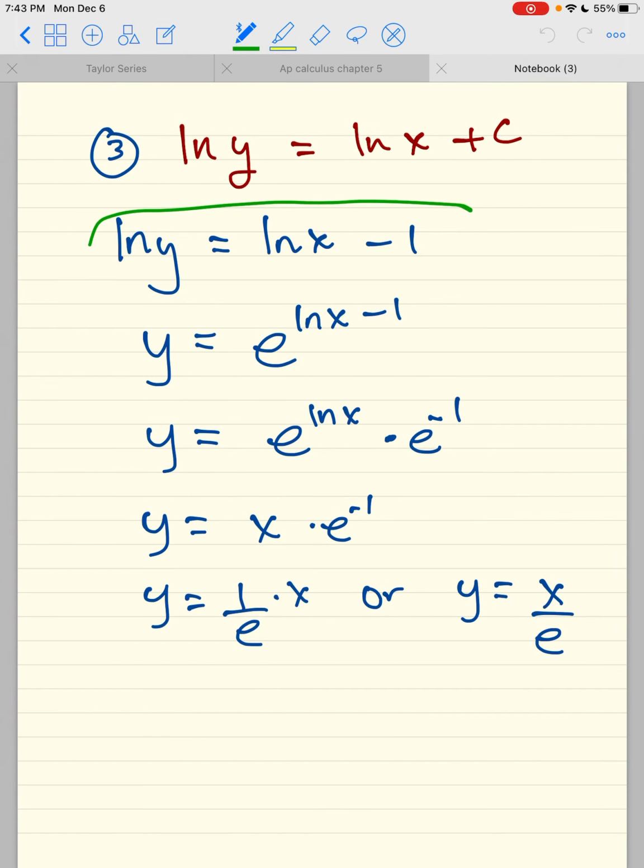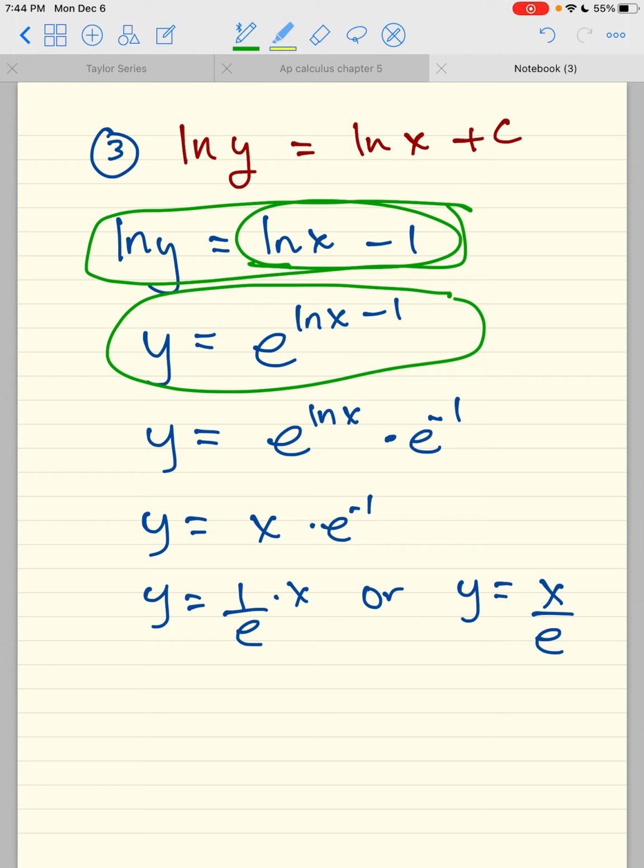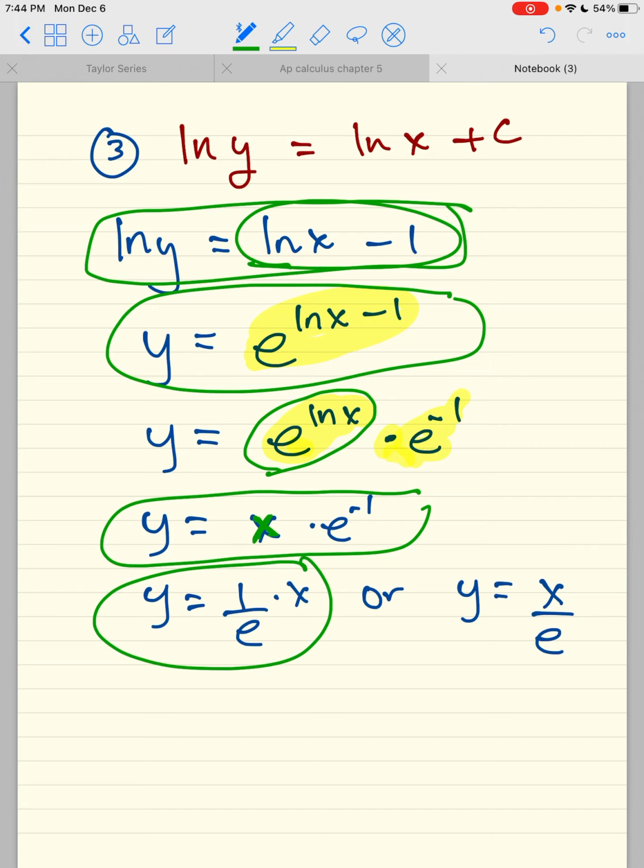So here I plugged it in. Okay. And now what I'm going to do is I'm going to raise this side to e, right? Just like this. Raise that side to e. That's how you get rid of the natural log. And I want you to remember that you can rewrite e to the natural log of x minus 1 as e to the natural log of x times e to the -1. Because the bases are the same, you just add the exponents. So you can also do it in reverse. When e touches natural log, you're left with the exponent. So these are just alternate ways of writing it. As long as your y is by itself, you are good to go.